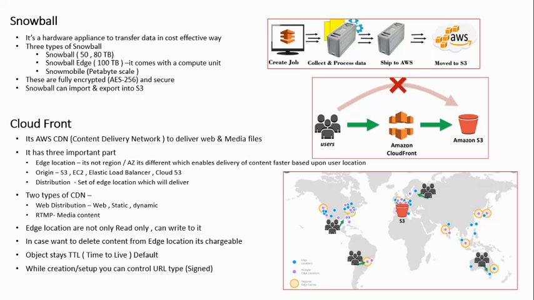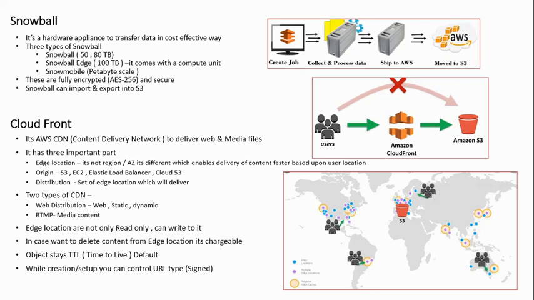Snowmobile is petabyte scale and looks like a truck. If you want to transfer petabyte scale data, you can use Snowmobile. How to do that? In the AWS console, you go and create a job. They will ship this device to you, you copy your data to AWS Snowball and ship it back, and they will upload it into S3. So import and export to S3 can happen, and it is secure. Just to understand, it's a hardware appliance to transfer data in a cost effective way, and it is easy, time saving, and cost saving as well.